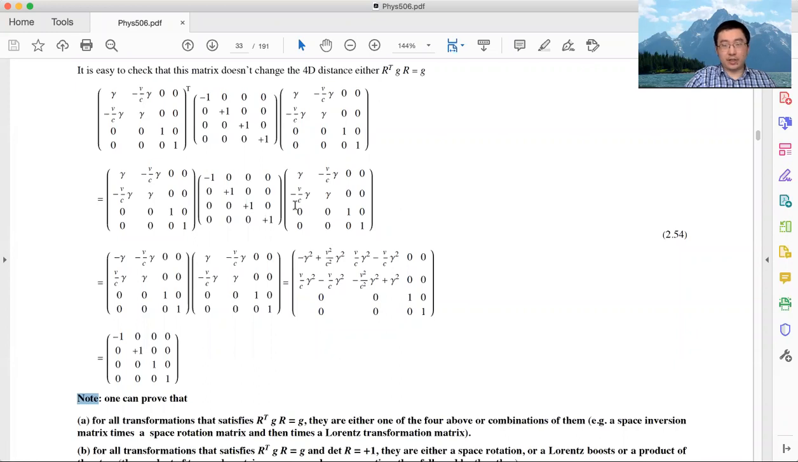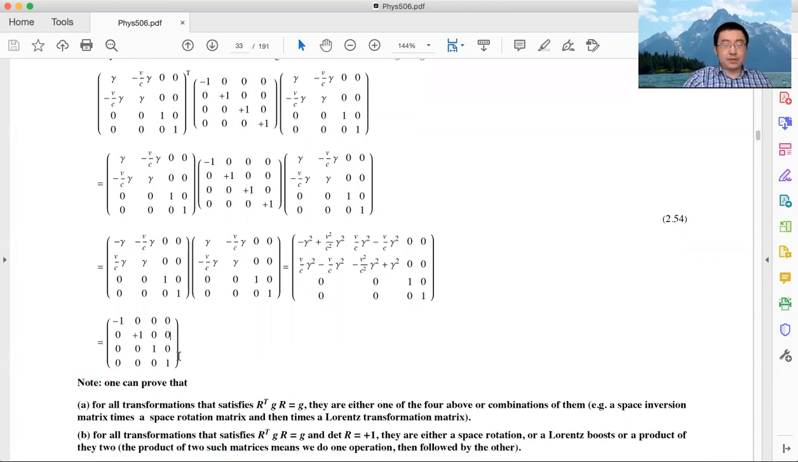The calculation looks long, but it's not very complicated. It's basically just the multiplication of matrices. And by doing the multiplication of matrices, we can show that indeed under Lorentz boost, the metric tensor remains the same. Okay, so that's the 4 types of transformation that preserve the metric tensor, and that preserves distance.